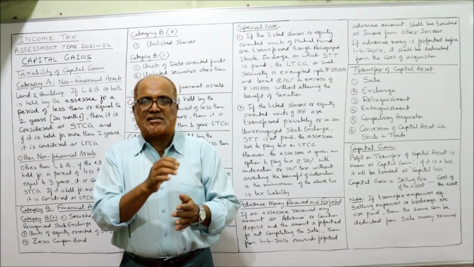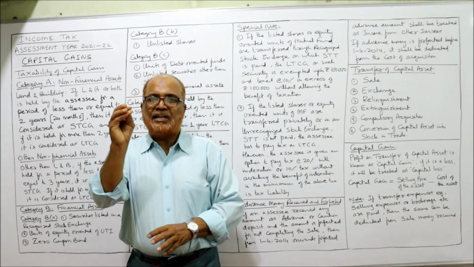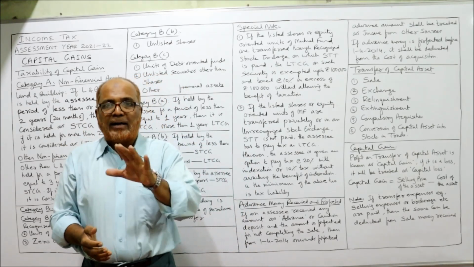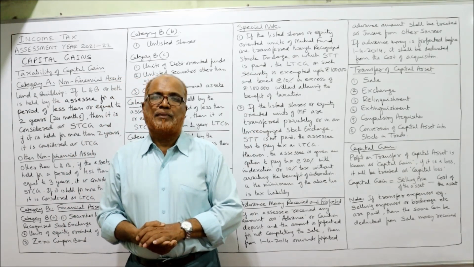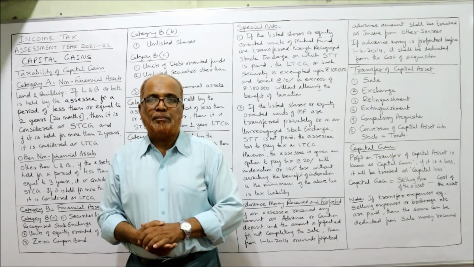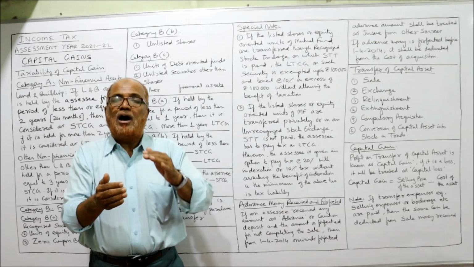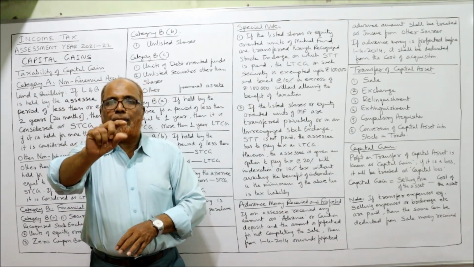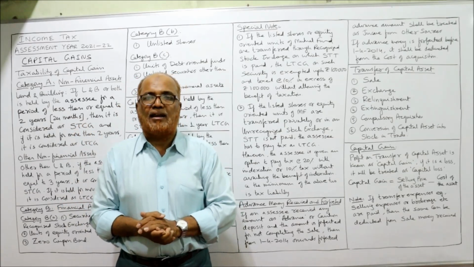Example, Mr. X sold his residential house for rupees 50 lakh. 50 lakh rupees is the sale price at which the property is sold. But in order to sell this property, he has appointed one broker. And he told the broker that he will pay 10% as commission. So 50 lakh rupees is the consideration received, out of which 5 lakh rupees are the brokerage payable. So 50 lakh minus 5 lakh, 45 lakh rupees is the net consideration.